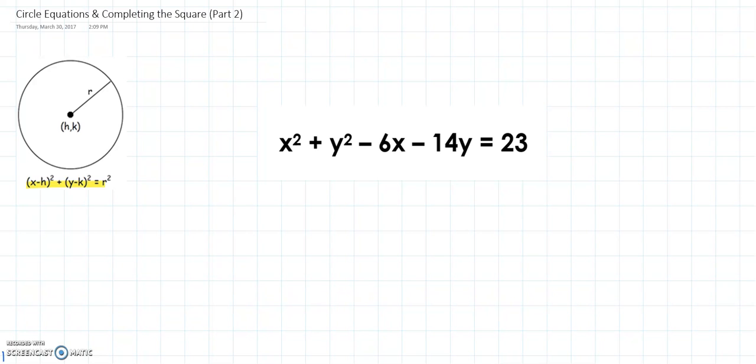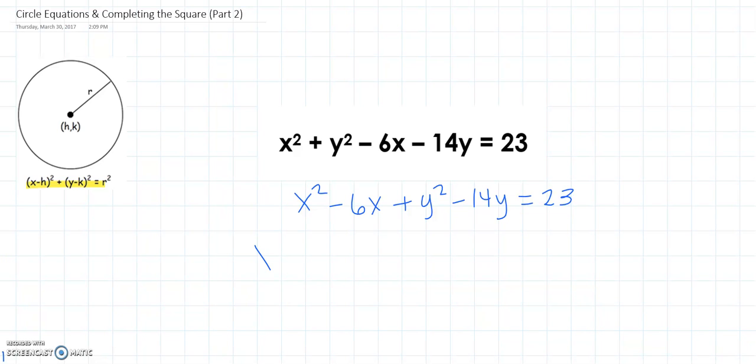Let's begin. We're going to first group our variables. So I have x squared minus 6x, and then I have plus y squared minus 14y equals 23. So all we did was rearrange the order of the variables. I'm going to go ahead and separate it. What makes this a little more difficult is that before we dealt with one variable. Now we're dealing with two variables at one time. So let's split this up.